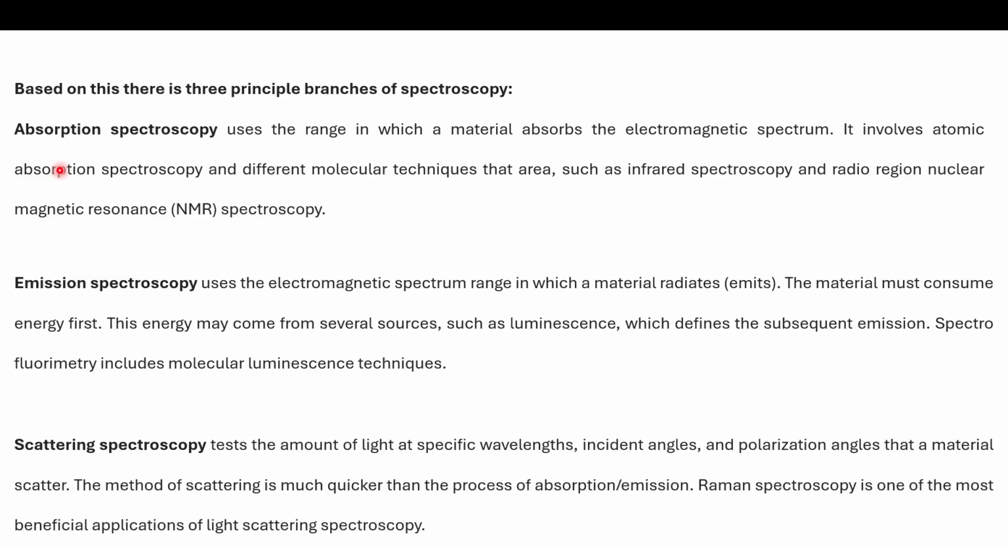Okay, so one is absorption, one is emission, and then there's scattering spectroscopy, which tests the amount of light at specific wavelengths, and also looks at the incident angles and polarization angles that a material in question can scatter. The method of scattering is much quicker than the process of absorption or emission. Raman spectroscopy is one of the most beneficial applications of light scattering spectroscopy.